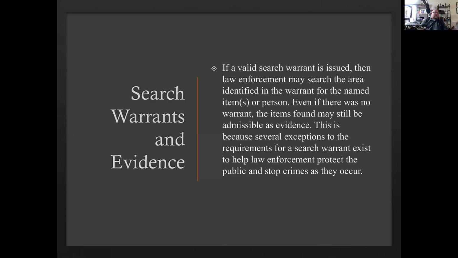Once a valid search warrant is issued, then they can search the area identified in the warrant for the named items or persons. If there's not a warrant, items can still be found and be admissible in evidence. If they're doing a search warrant and they go in looking for guns, or they go in looking for a person and there are drugs laid out across the whole house, they can seize those and charge anyone who is in that area with those.